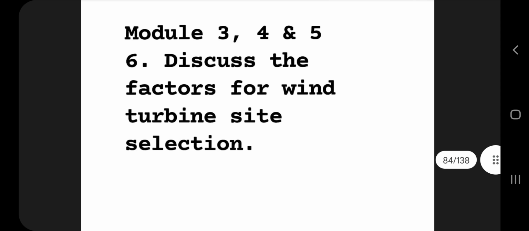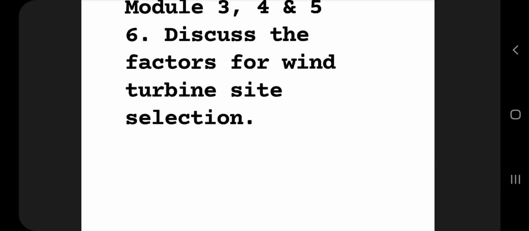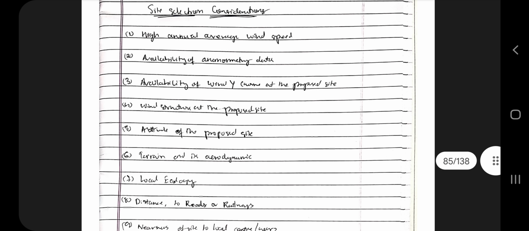Okay, discuss the factors for wind turbine selection. So see here, we cannot make a wind turbine wherever we want. If we make it in our home, it will not be that good, but if you make it on top of a mountain, the wind will be very high, you will get a lot of electricity for free, right? So what are the different factors? One factor I told you, what are the different factors that you have to keep in mind? So let me tell you a few factors.